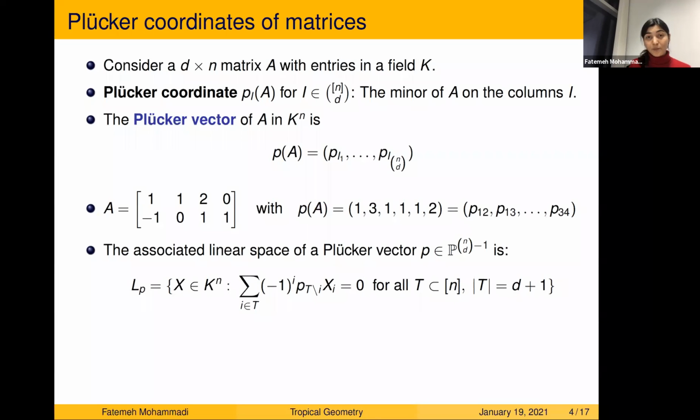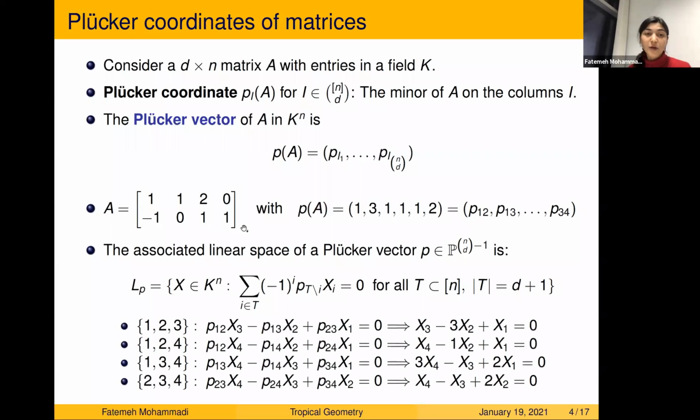Okay, perfect. Let's look at the example again, in this 2 times 4 matrix. What I'm going to do is take all these 3-subsets of 1 to 4, and for each of them, get the corresponding linear equation. That's it. These 4 linear equations are generating the same vector space as my matrix A. Okay, any question here? Okay, good.